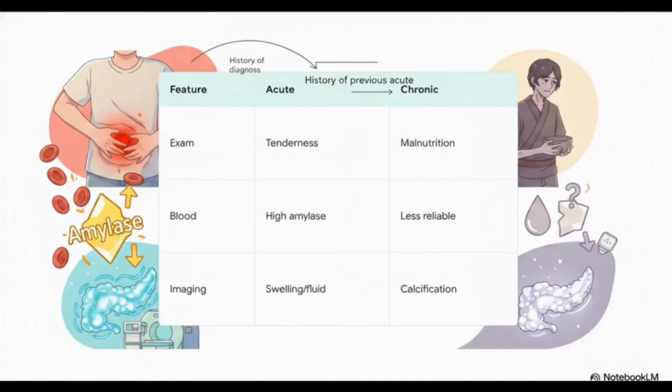For chronic pancreatitis, patients usually already have a previous diagnosis of acute pancreatitis, along with signs of malnutrition and weight loss. A CT or ultrasound may show inflammation and calcification of the pancreas. Though amylase levels may be elevated, they are less reliable as a marker in chronic pancreatitis.